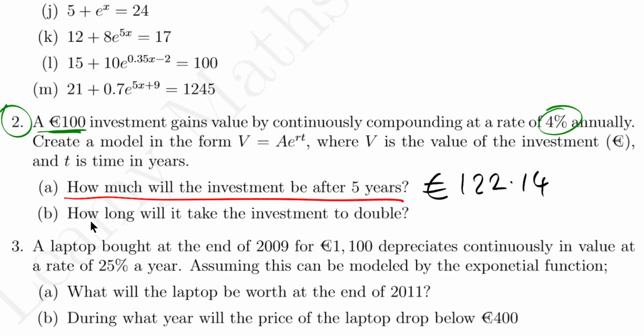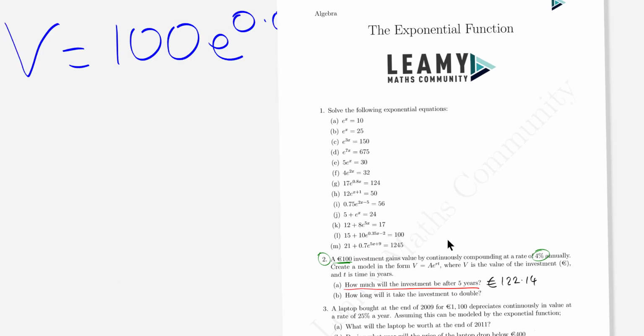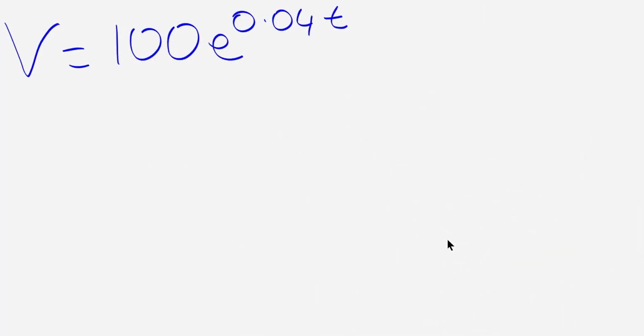Okay, what about part B? How long will it take the investment to double? So it started off as a 100 euro investment. So when it doubles, it would be worth 200 euros. So once again, we go back to our function. V equals 100e to the 0.04t, and the question this time was, how long will it take the investment to double? So we're trying to solve for t. We know that the value must be 200 euros when it has doubled, and we're wondering what t will be when the value is 200 euros.